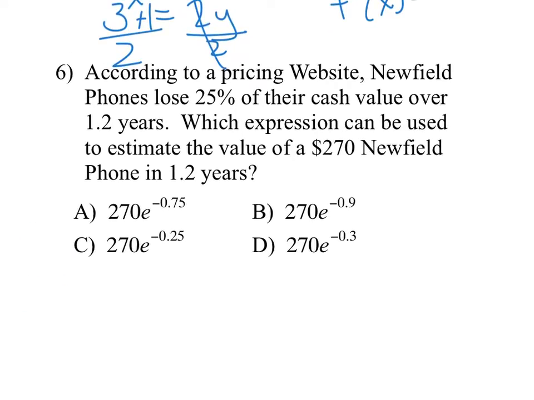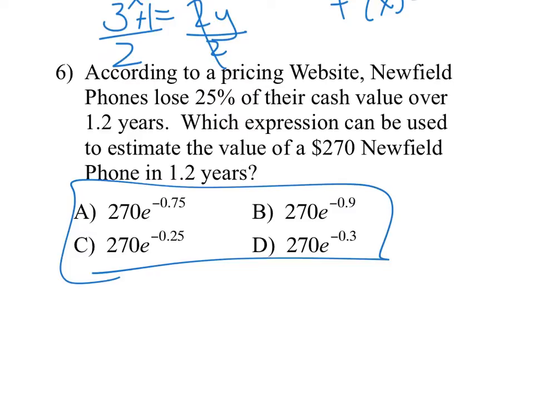This one's a weird problem, but it's one of those Common Core things that you have to get through. So they're telling you one of these is an expression that can estimate the value of a $270 Newfield phone in 1.2 years. So what this is saying is, according to a pricing website, Newfield phones lose 25% of their cash value over 1.2 years. That means every 1.2 years, 25% of their value is gone. Now, each one of these is an expression. This is not the expression I would have chosen, but this is an expression.